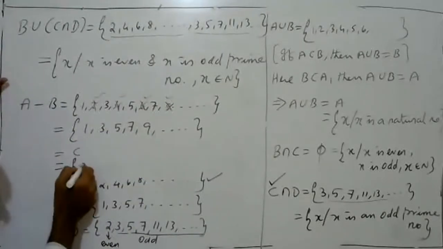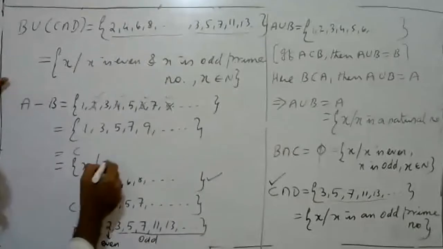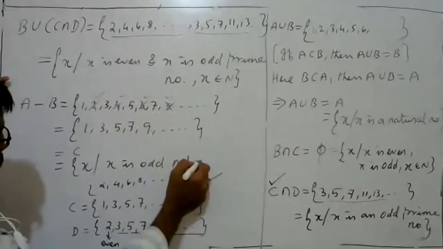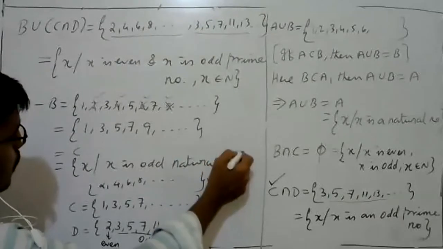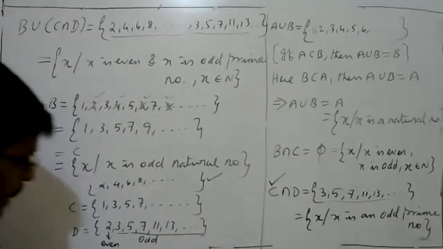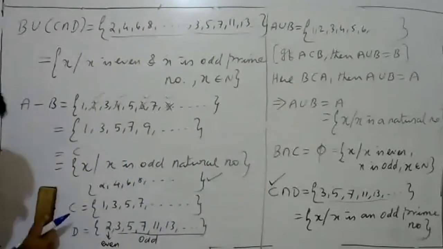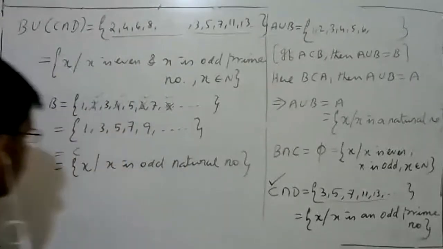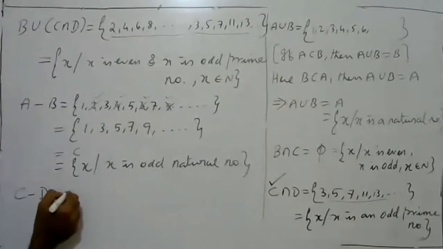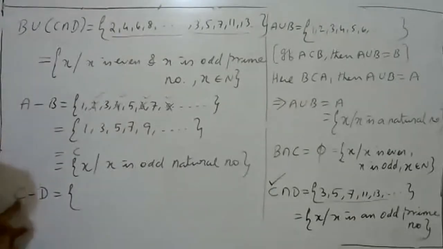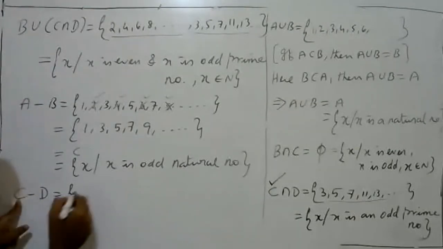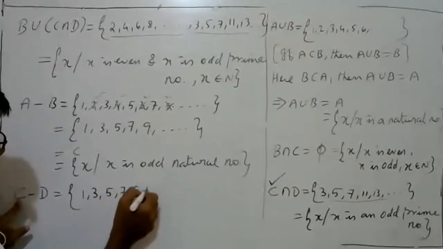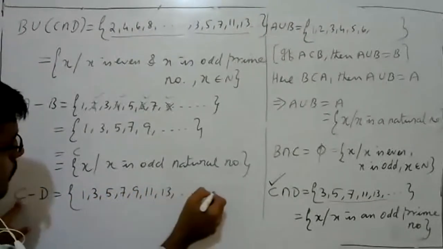How to write C in set builder form? Set of all x, x is an odd natural number. Right. Now come to C minus D. What is my C minus D? The last one. First of all, write all the elements in C. What is C? Set of all odd numbers: 1, 3, 5, 7, 9, 11, 13, etc.